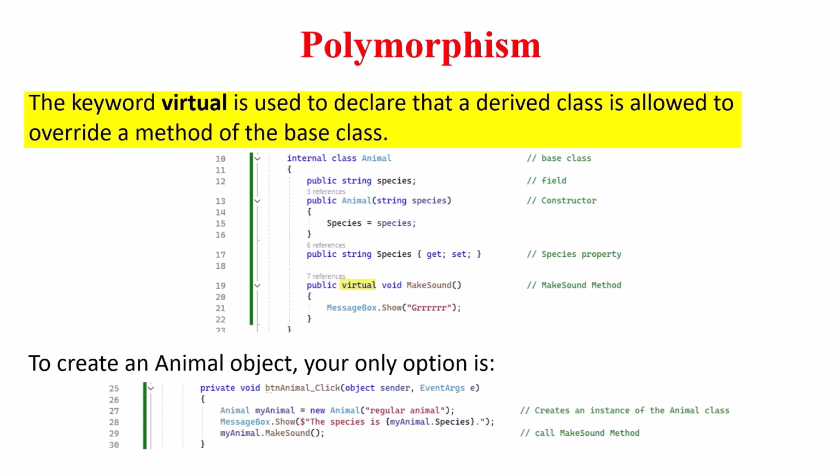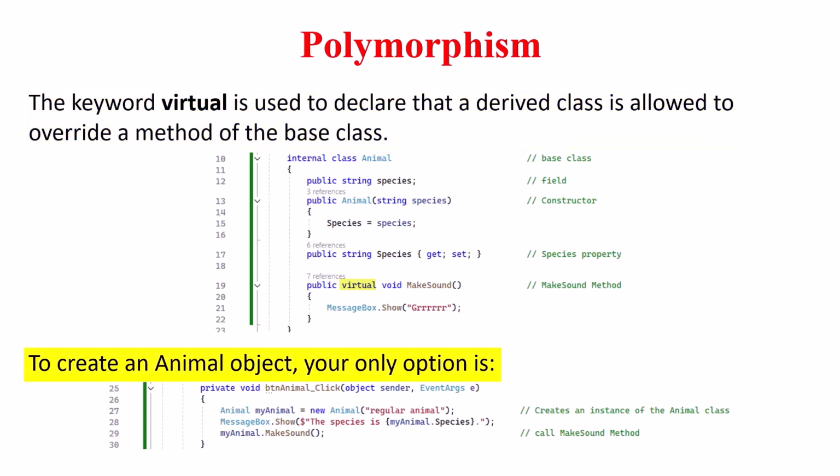Right here you can see we have the class animal, and we defined a field called species. There's a constructor there that's allowing us to create species, and the species are getting a set because the species is a property. We then have a method, public virtual void make sound. We have a message box show that says grr in it, G-R-R. Now, not all animals go grr, and that's the reason we have virtual in there, because if we want to use this animal class to define any other kind of class, we want to be able to override that method there.